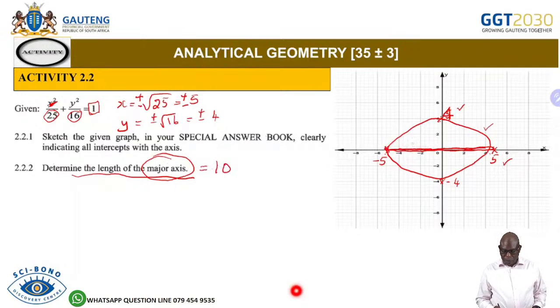Okay, because remember length, this is 5 units, this is 5 units. So remember, length doesn't have a negative. Don't say it's 0 by adding minus 5 and 5. So that will be 10 units. That's a bonus mark. Okay. All right.